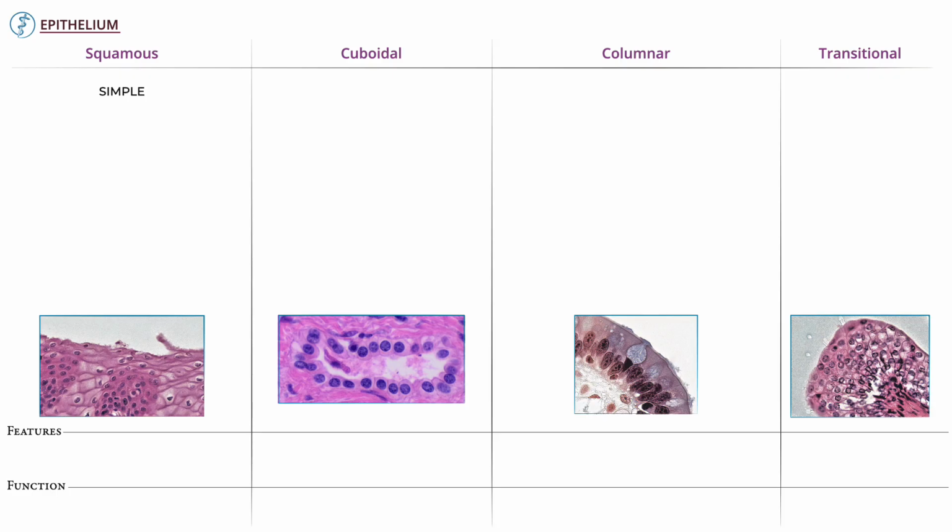Let's begin with simple and stratified squamous epithelium. Simple means the epithelia is a single layer of cells. Stratified means that there are multiple layers of cells.